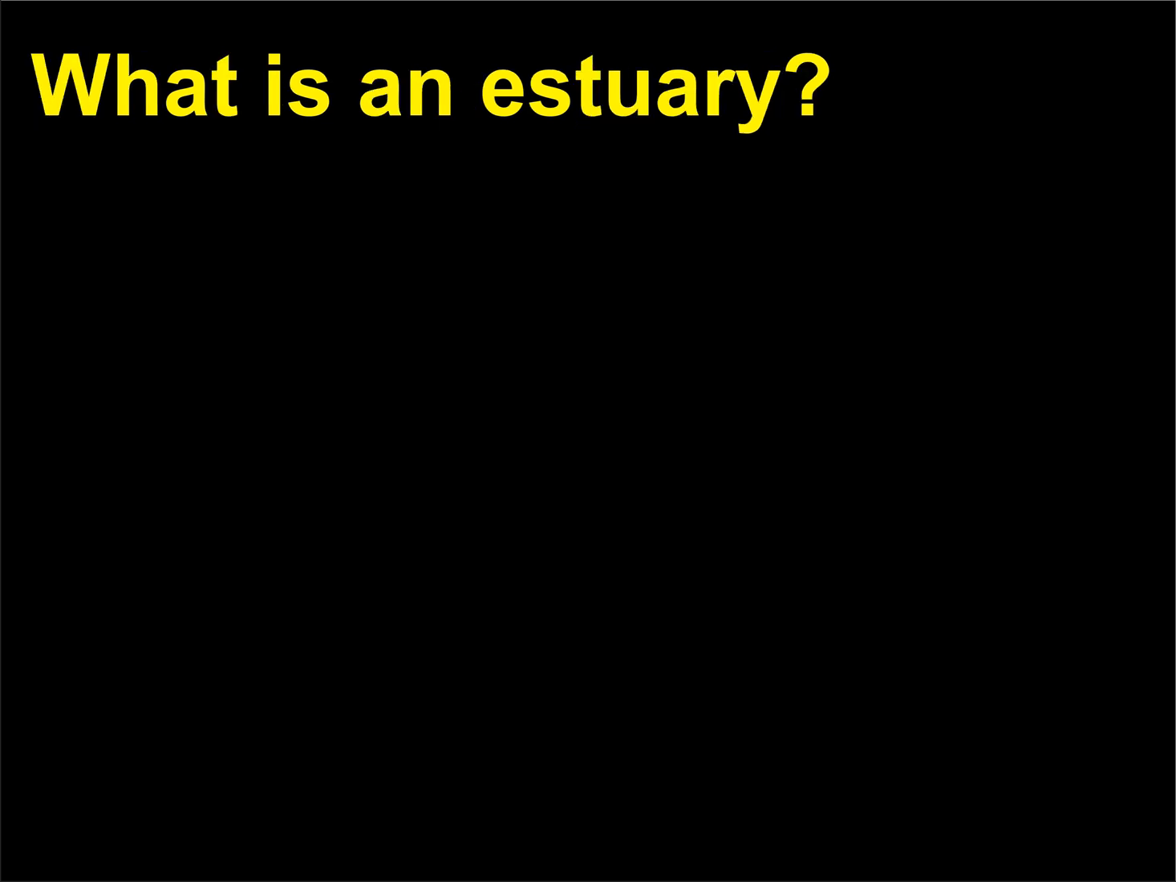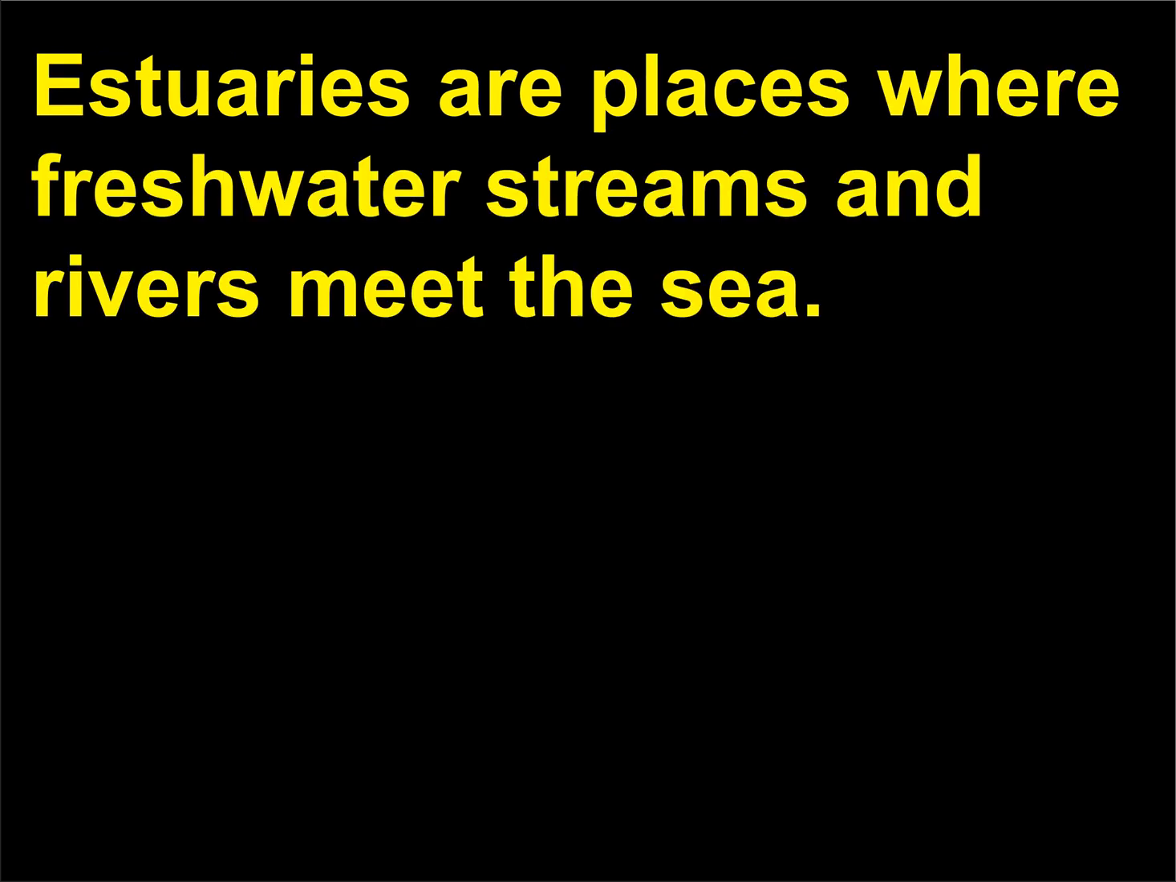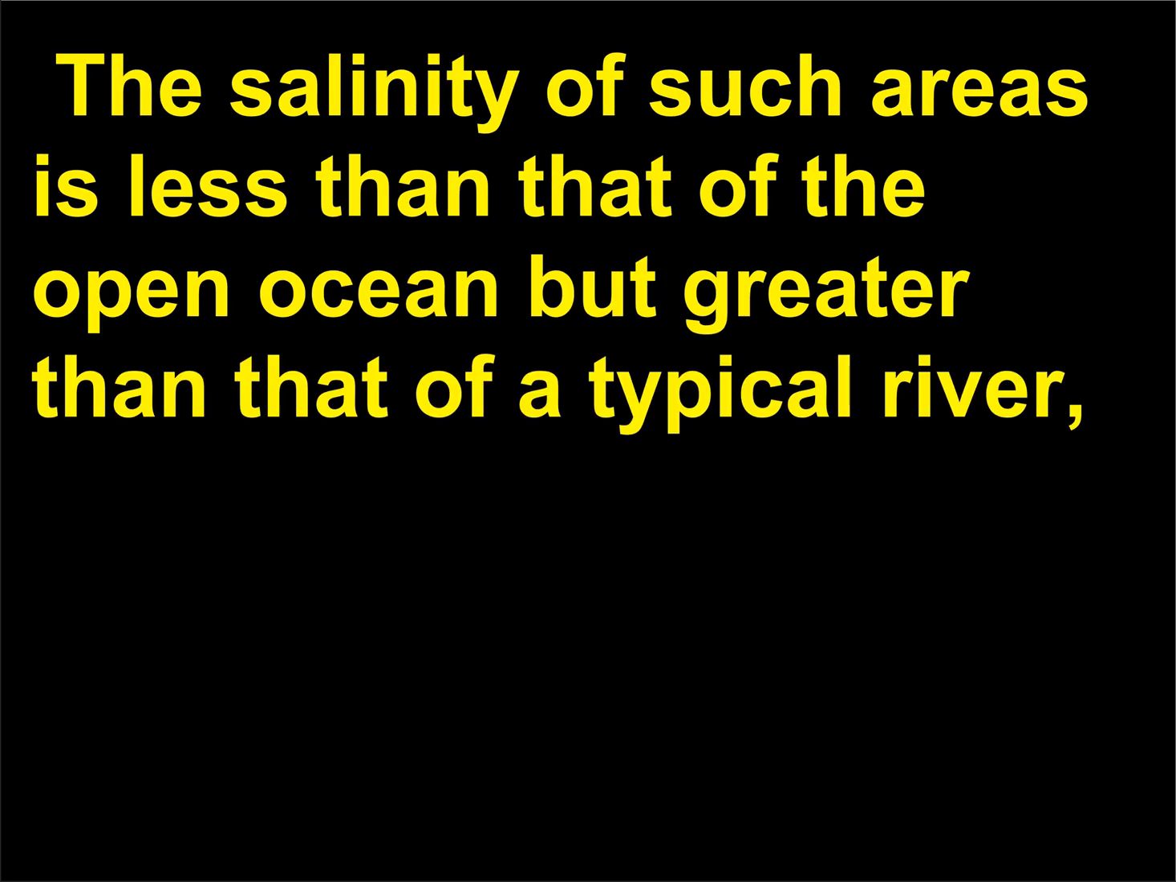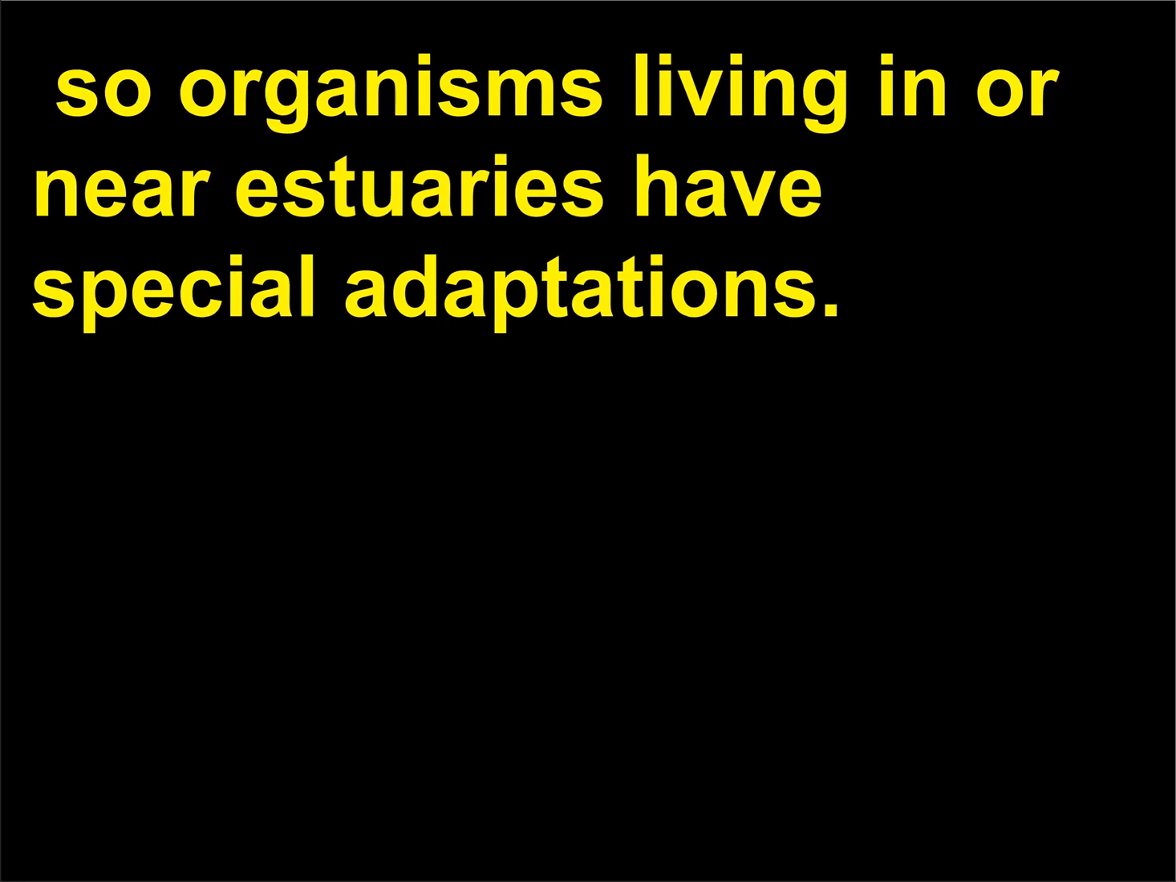What is an estuary? Estuaries are places where freshwater streams and rivers meet the sea. The salinity of such areas is less than that of the open ocean but greater than that of a typical river. So organisms living in or near estuaries have special adaptations.